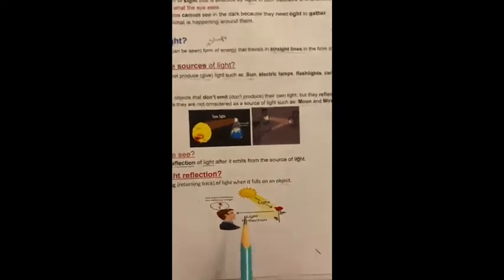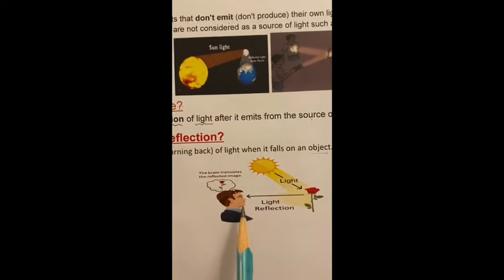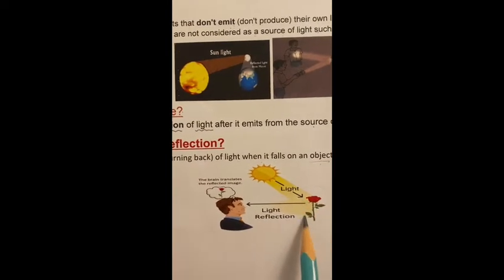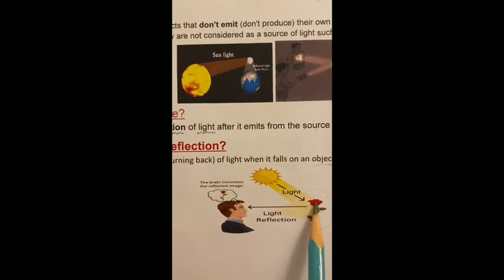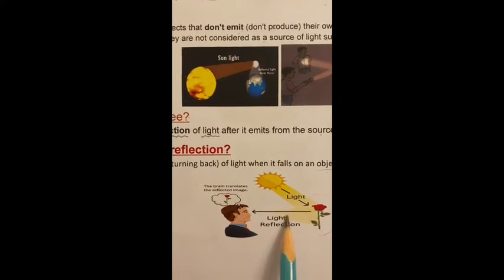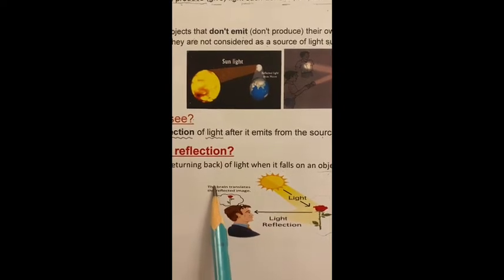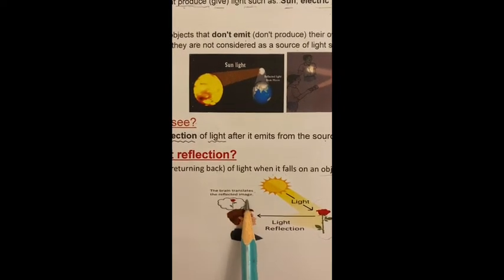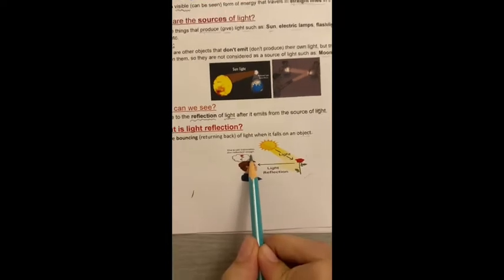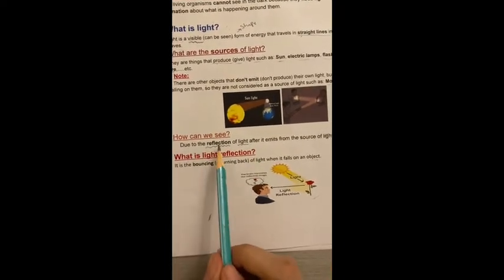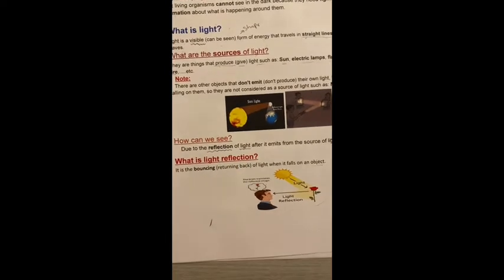Here, how does this man see this flower? The light ray will fall on the flower, and then the flower will reflect the light to his eyes. Then the brain can translate the reflected image. So again, how do we see things around us? Due to the reflection of light.